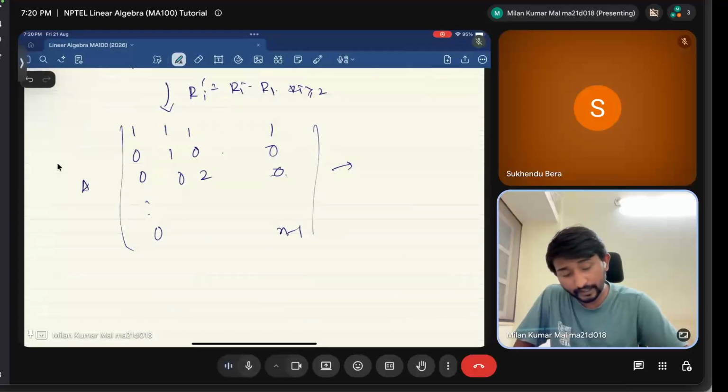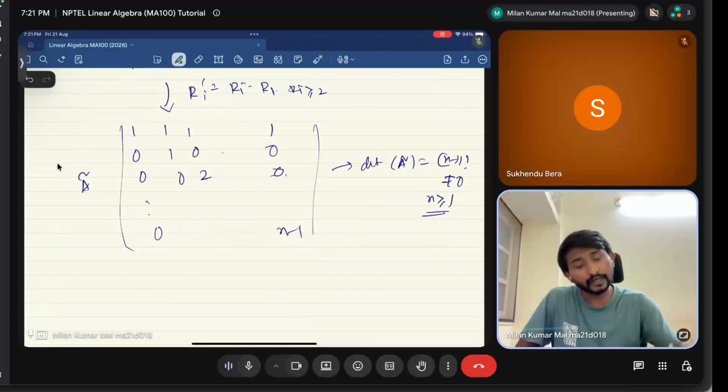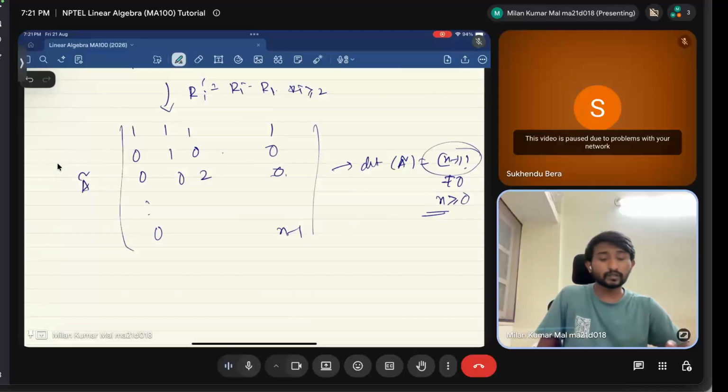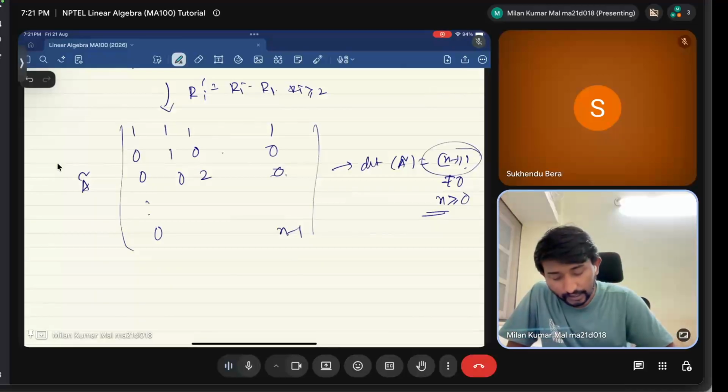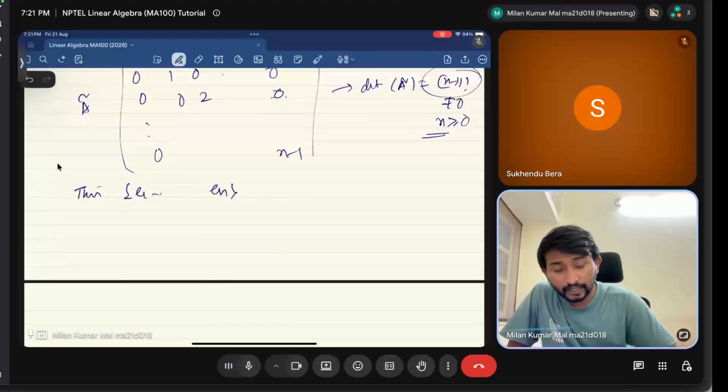So if I take A tilde, the determinant of A tilde is nothing but 1, 1, 2, up to n minus 1, that is, (n minus 1) factorial, and that is not equal to 0 if n is greater than or equal to 1. It is also not equal to 0 for n greater than or equal to 0, because this is a factorial, and 0 factorial is 1. Thus the set E1 all the way to En is linearly independent. This is the first fact.